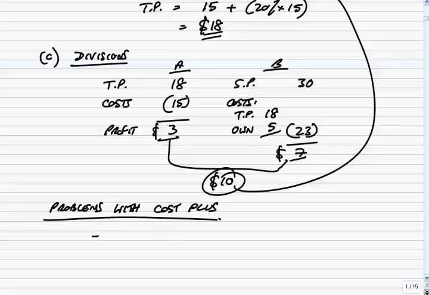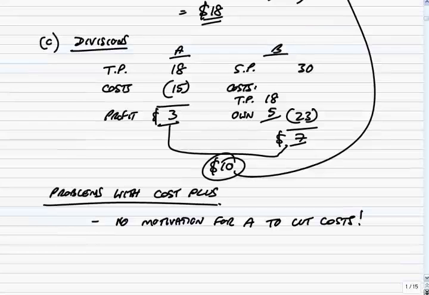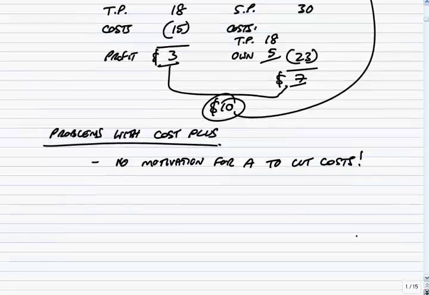We want to encourage Division A to cut costs. That's what's good for the company. But if A cuts costs, they add on 20%. They'll be making less profit, which is daft. And so the first problem is there is no motivation for A to cut costs. In fact, as I've said, it's quite the reverse. A is actually motivated to increase costs.